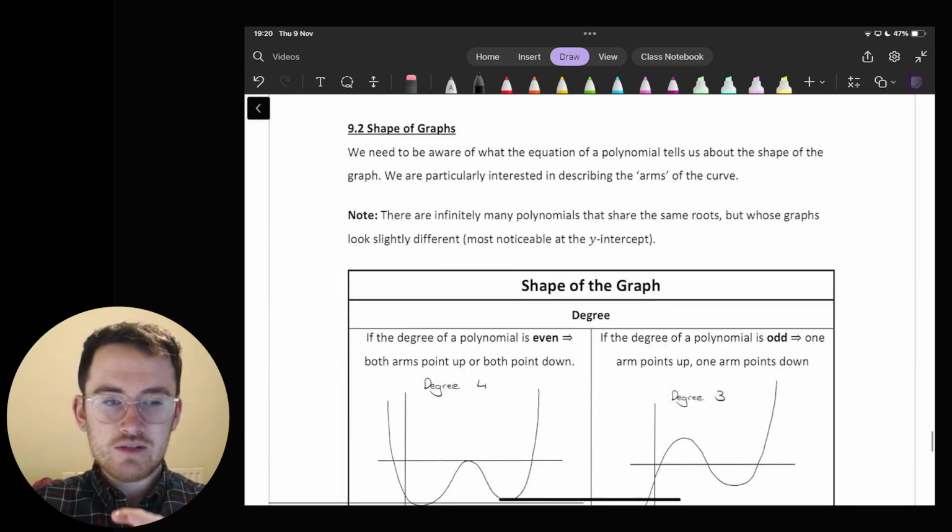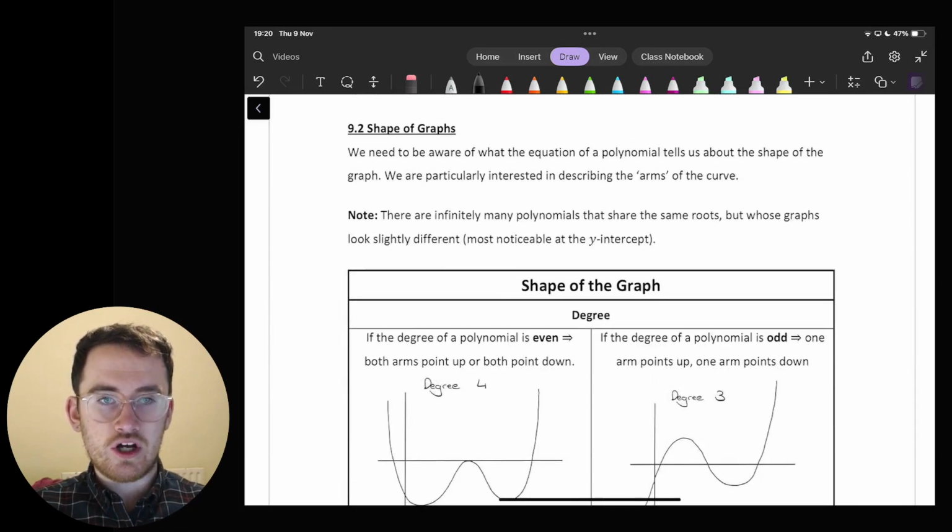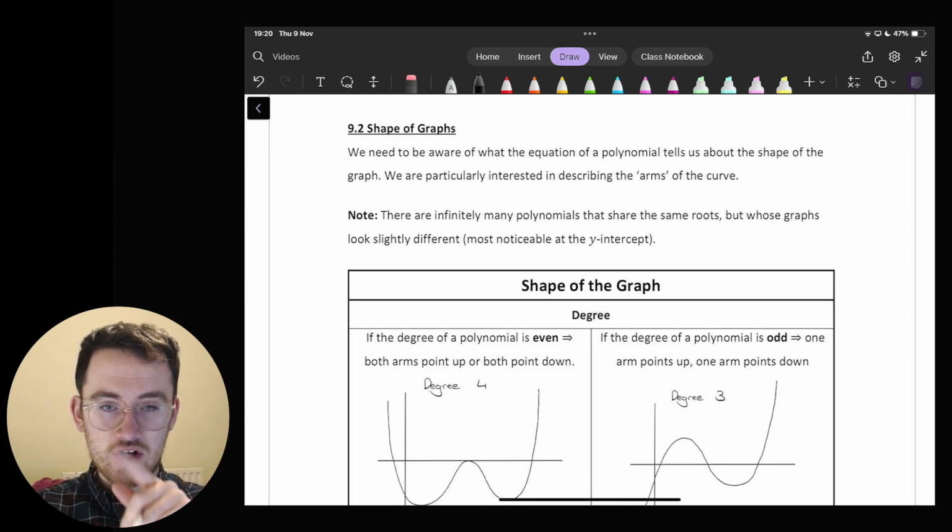Okay, having looked a bit at the roots there, we wanted to also talk about the shape of the graphs. When we talk about the shape of a graph, we're just talking about what it looks like in terms of maybe the arms of the graph. So the arms mean the two end points as far as we've drawn, and how does the rest of the graph behave? So are the arms pointing the same way? Which arm is pointing up? Which arm is pointing down? How does that relate to everything else that's going on with that polynomial? And obviously depending on what the equation of the polynomial is.